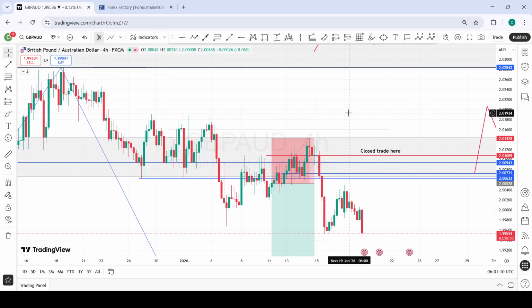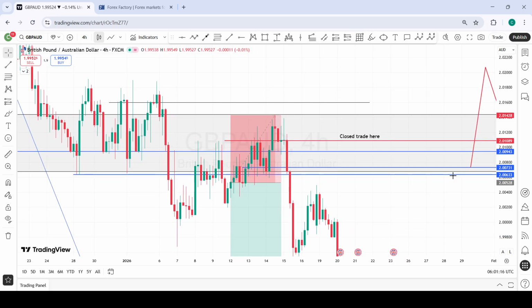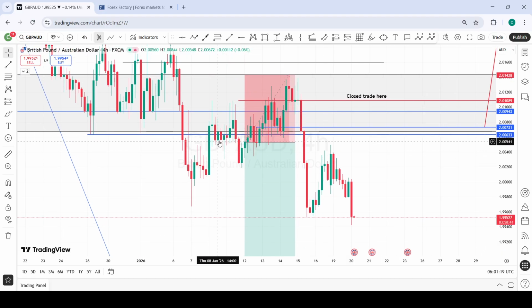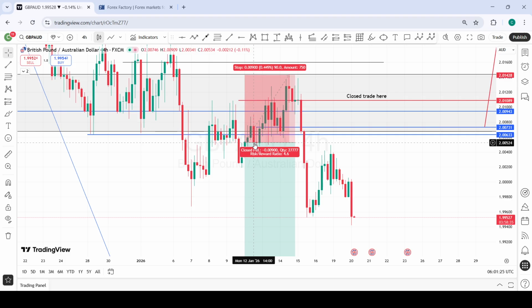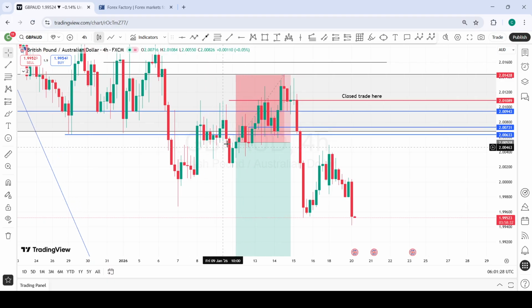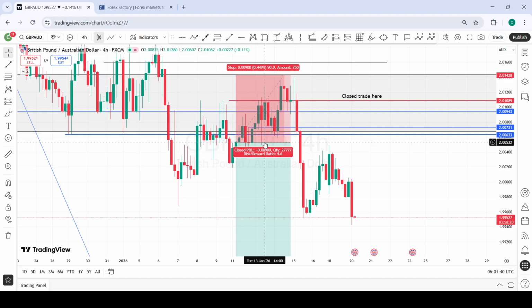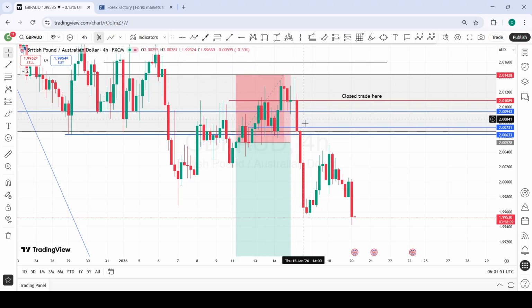We also had this setup on GBPAUD where we were expecting price to sell from this position. After giving us the structural shift over here, we got a confirmation candle of this 4-hour bearish engulfing candle. So we took our position on this 4-hour bearish engulfing candle, but as price kept moving, it kept giving us an opposing price action. So before CPI last week, we decided to close this trade around this area to avoid further losses, and unfortunately for us, price actually sold after.